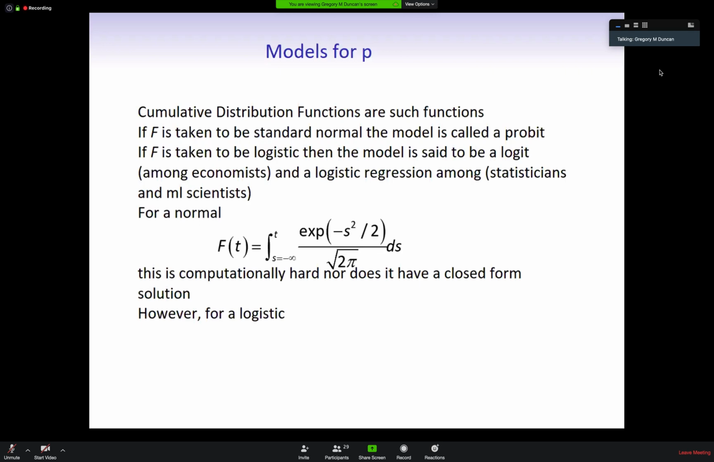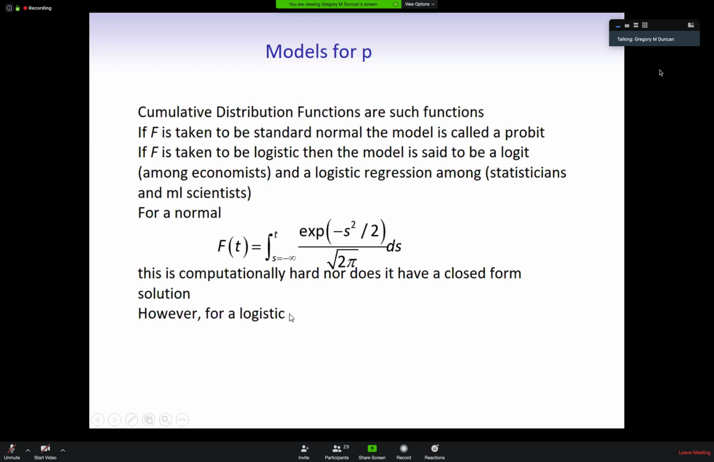So for a normal, that distribution is given by this integral. Here's the density for a standard normal, and we integrate it from minus infinity to t with respect to s. It turns out this is a hard computational problem. It also doesn't have a closed form. This is one of those things that would be a trick question in a class where they said, okay, find the antiderivative of this. You can't. Doesn't have a closed form.